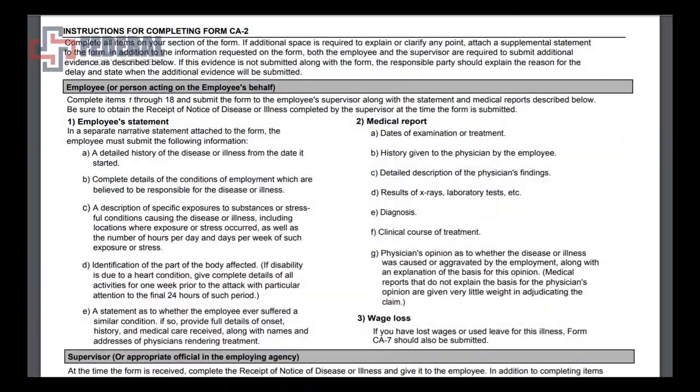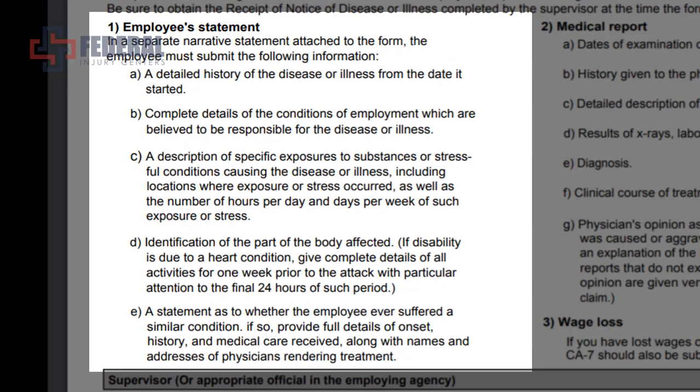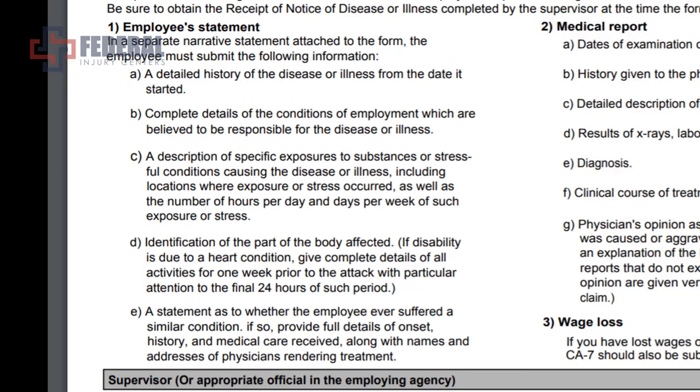Here we are at page 4 of the CA2 form. As you can see at the top, it says instructions for completing CA2, so we know we're in the right spot. This section here has several questions that you need to answer and submit with your form. Now, it's important to note that no matter how good the doctor's narrative may or may not be, your case will never get accepted if you do not answer the questions under number 1.